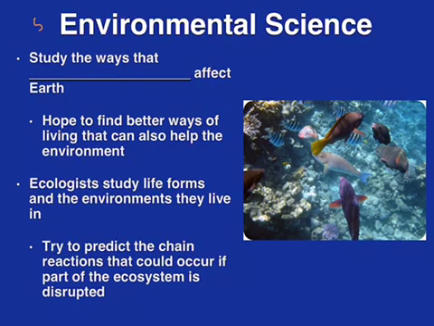Environmental science, I think, is the fifth branch of earth science. They study ways that humans affect Earth. The hope is to find better ways of living that can also help the environment, or at least not destroy it. Ecologists study life forms and the environments they live in, and they try to predict the chain reactions that could occur if part of the ecosystem is disrupted. So if we remove a predator from an ecosystem, what is the end result? One would maybe think that the prey population would then increase.